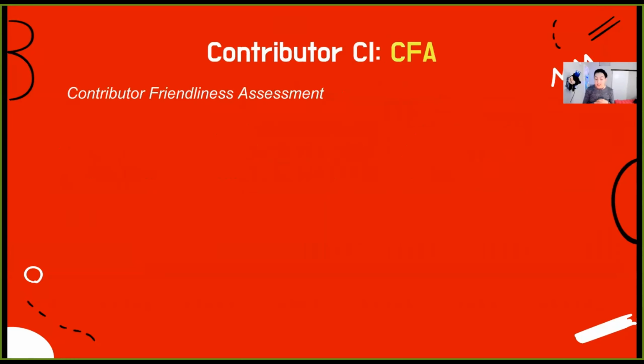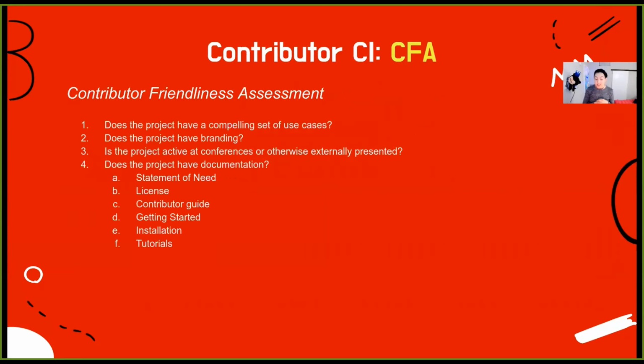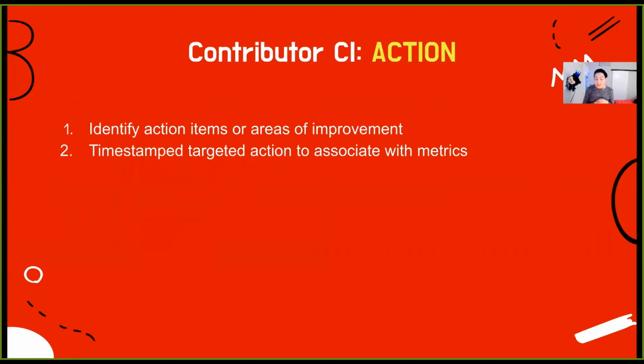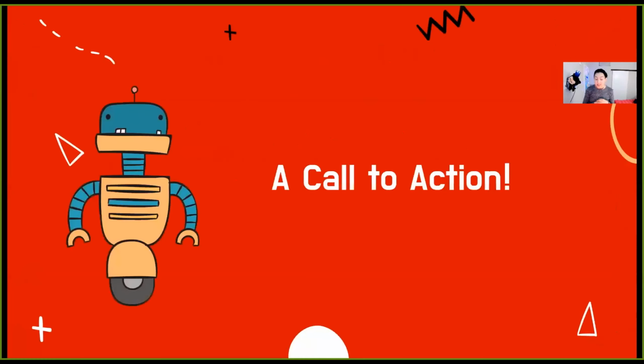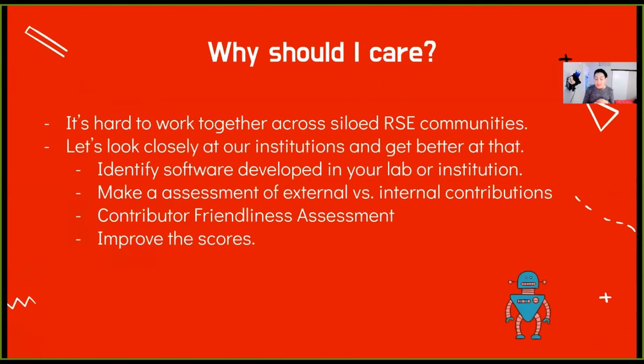For the contributor friendliness assessment, just to give you a sense of the kinds of questions we want to ask, it's about use cases and what's in the documentation. And then for the action, well, this is also kind of straightforward. Identify things we can do, and then see if they had any effect. So I want to finish up today and give you a call to action, because I think this is something that we should care about.